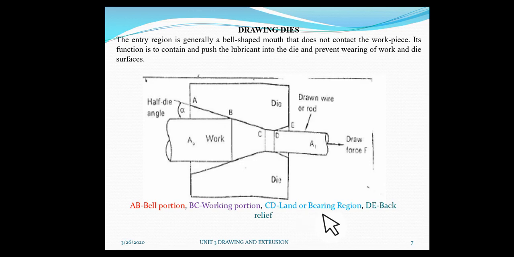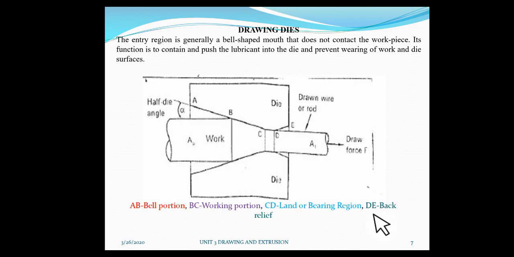CD is the land or the bearing region where there is no reduction. By using the frictional drag it will be pulled out from the working portion. D is the back relief where the slight expansion takes place after the land or the bearing region, and it also reduces the abrasion wear.